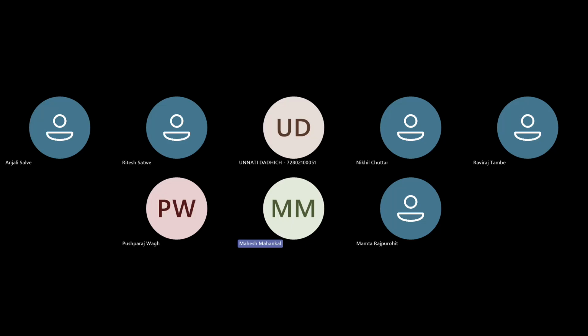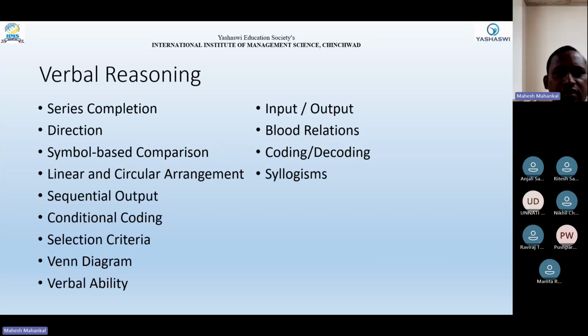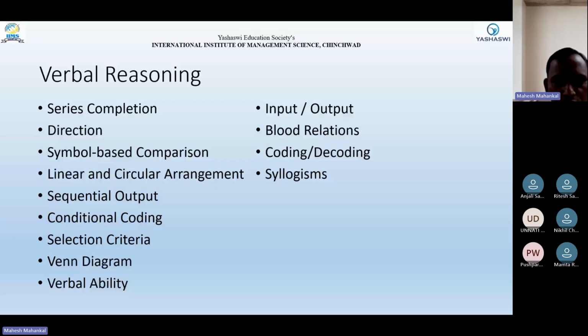Verbal reasoning. These are the chapters, or the points, that the questions will be based on: series completion, direction, symbol based comparison, linear and circular arrangement, sequential output, conditional coding, selection criteria, Venn diagram, verbal ability, input output, blood relation, coding decoding, and syllogism.